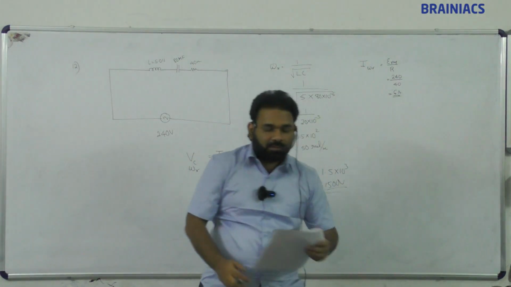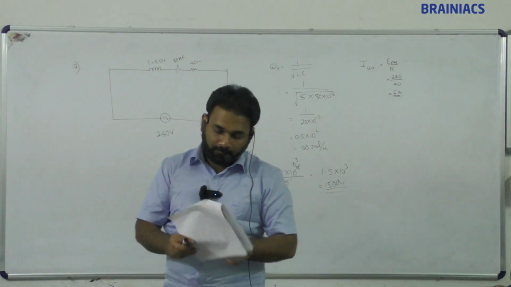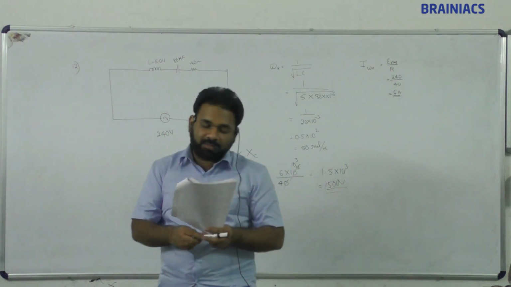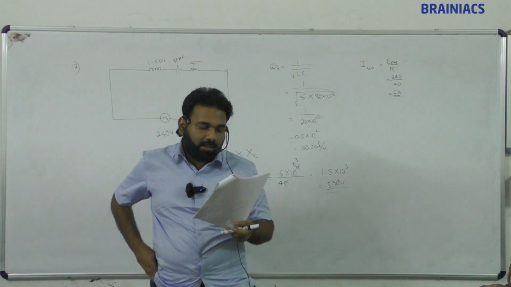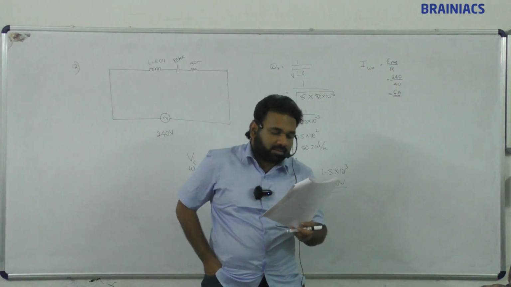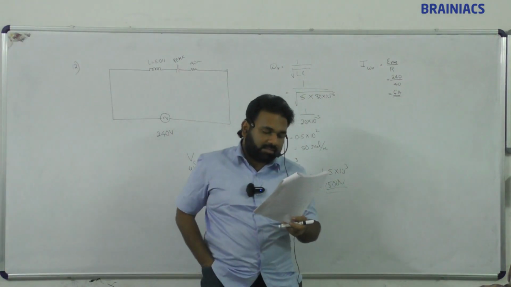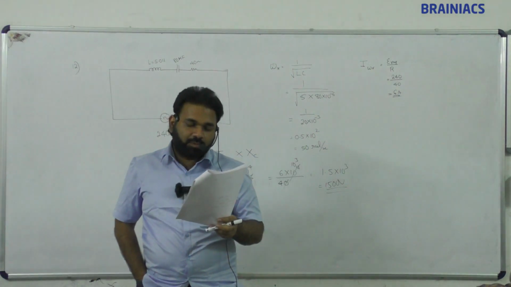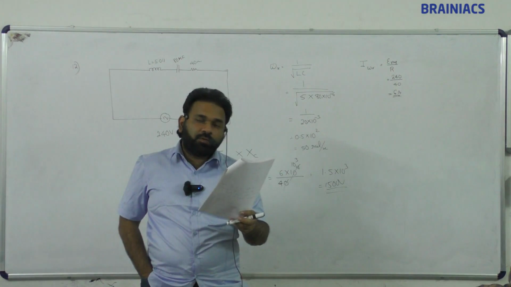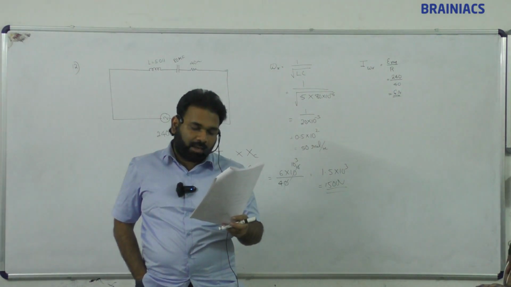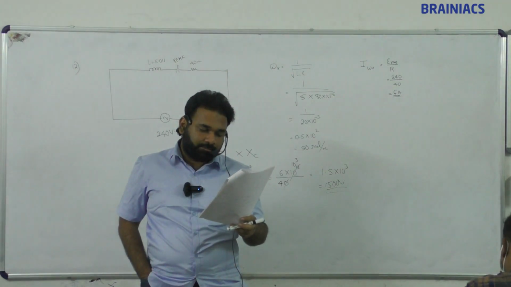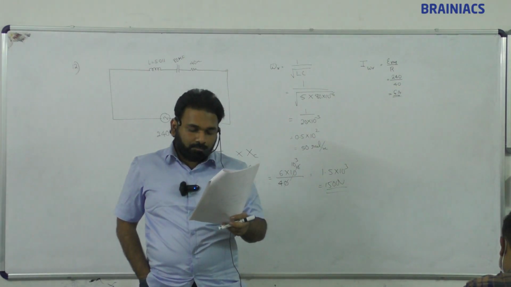So next question, number 13. A resistor of resistance 400 ohm and capacitive reactance 200 ohm are connected in series to a 220 volt 50 hertz AC source. If the current in the circuit is 0.49 ampere, find the voltage across the resistor and the capacitor.